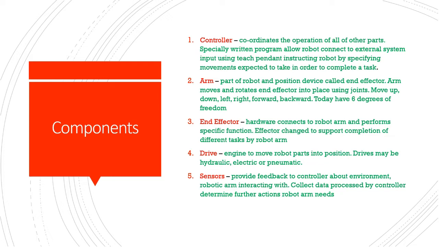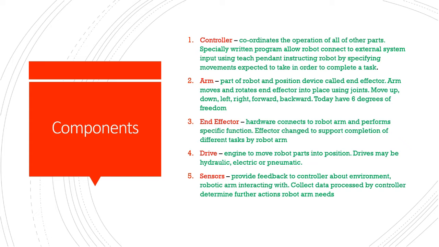So the arm then is what it actually tells to do. The arm is the part of the robot that has a position device called the end effector. The arm will move and rotate the end effector into place using joints. It can move up, down, left, right, forward, and backwards. Today, most robots have 6 degrees of freedom.